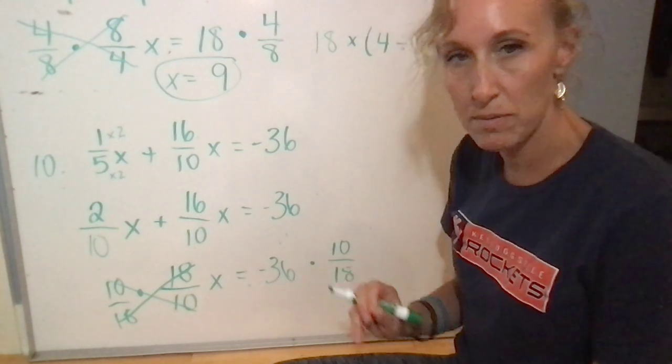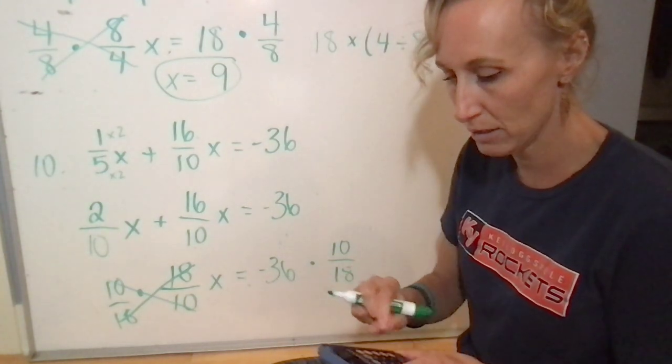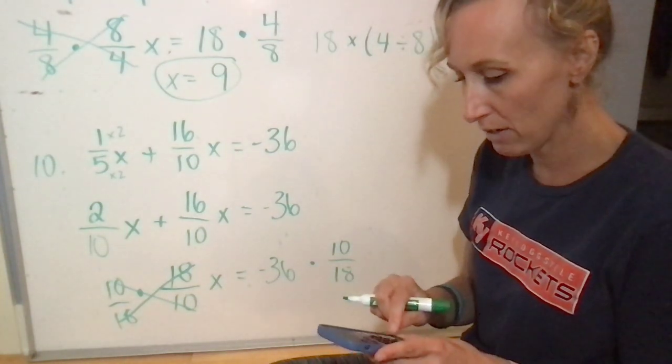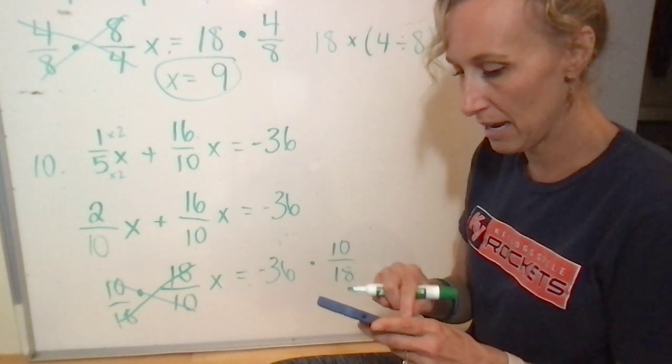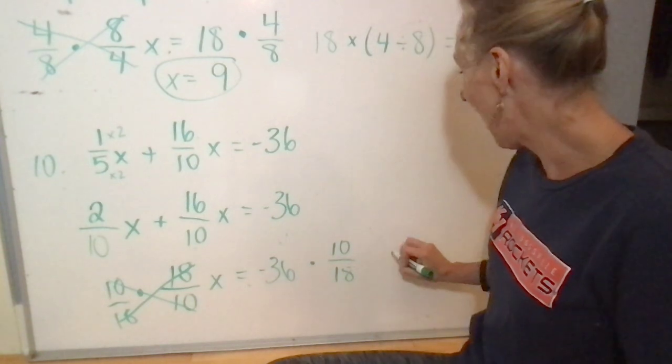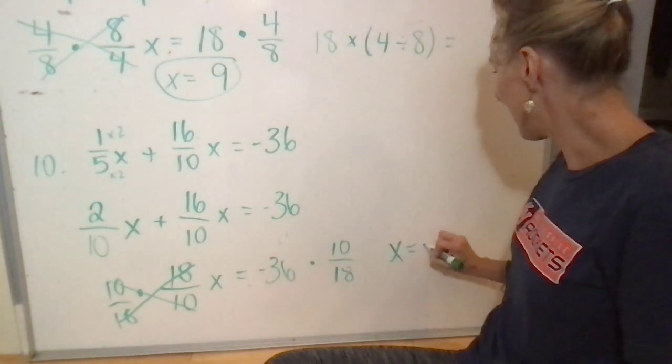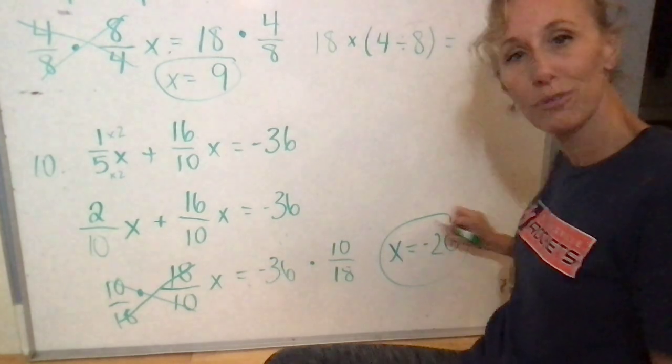All right, and let's type that in. That one I don't know off the top of my head, so I'll have to do that. So -36 times 10 divided by 18, and that I get -20. Did you get -20?